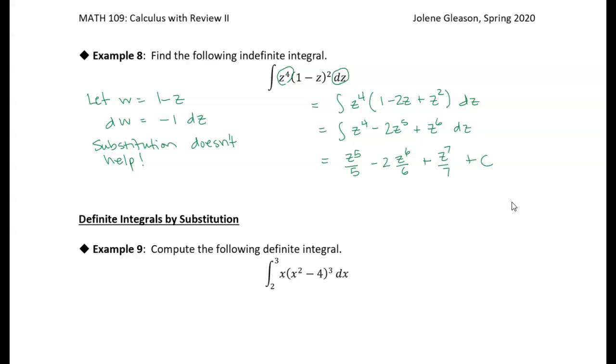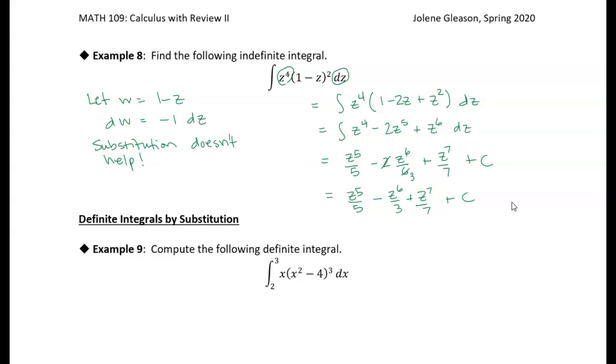Now this could be simplified a little bit because I can make this into 3. So I get z to the 5th over 5 minus z to the 6th over 3 plus z to the 7th over 7 plus c. Okay, so there you go.